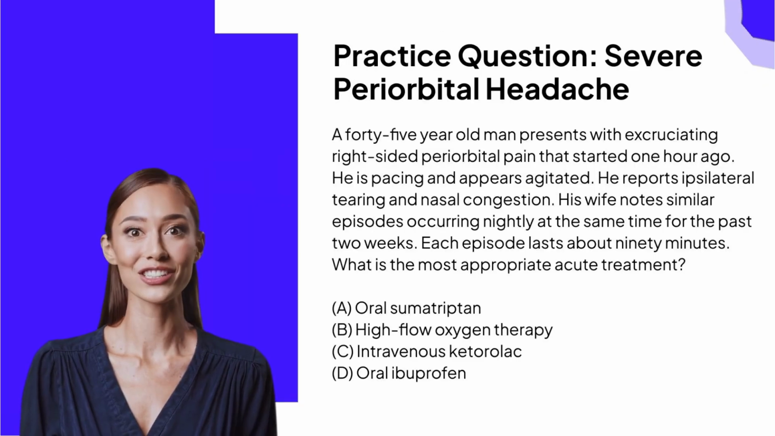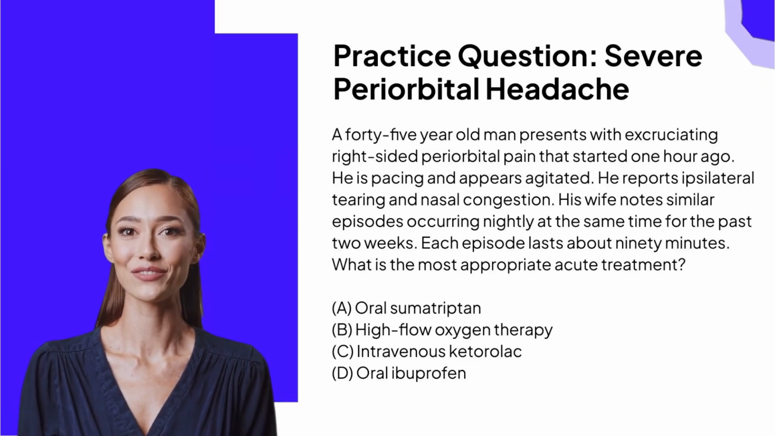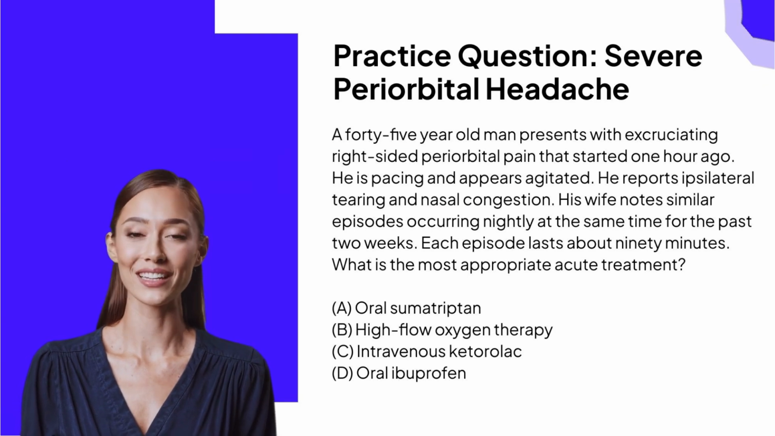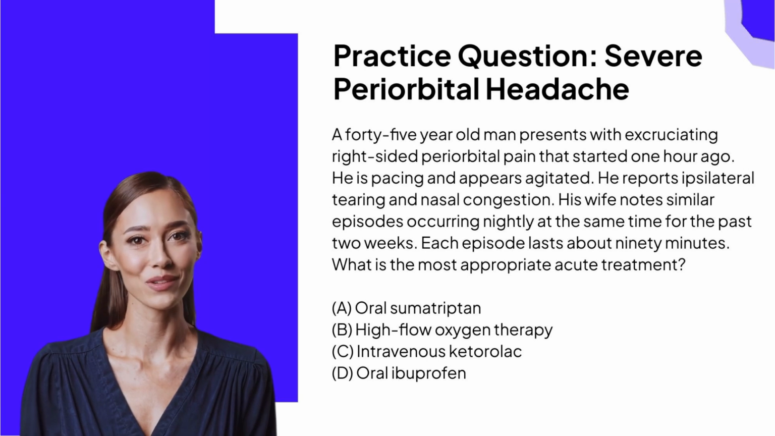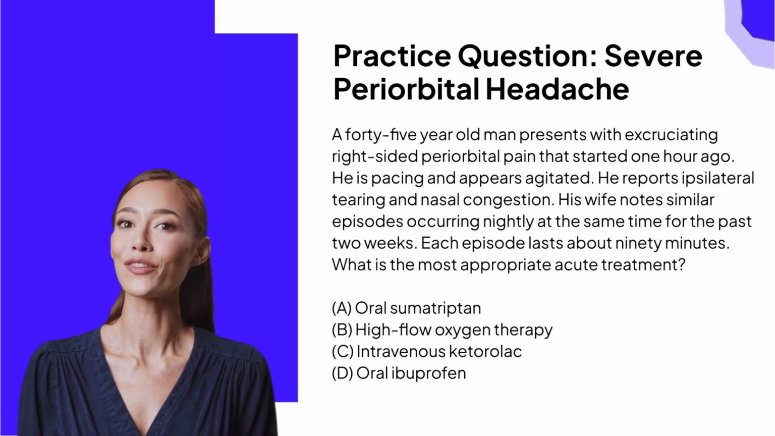Here is your second practice question. Read the stem and identify the headache pattern. This patient has excruciating unilateral periorbital pain with ipsilateral autonomic features, including tearing and nasal congestion.